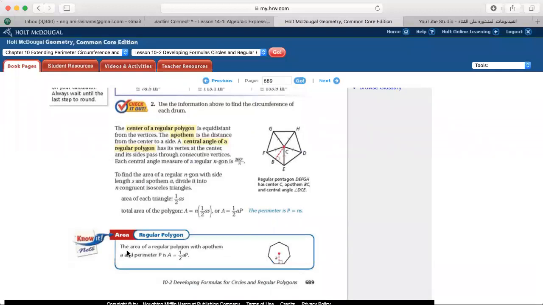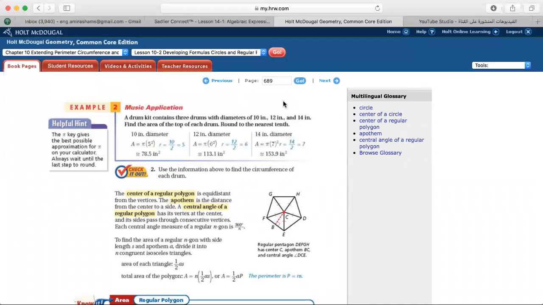And we had a rule for this one also. The area of a regular polygon, which means that all its sides are equal and all its angles are equal, with apothem a and perimeter P, is area equals half a multiplied by P. Okay, girls? So today I will practice some problems for the circle, and tomorrow I'm going to continue with the polygon.